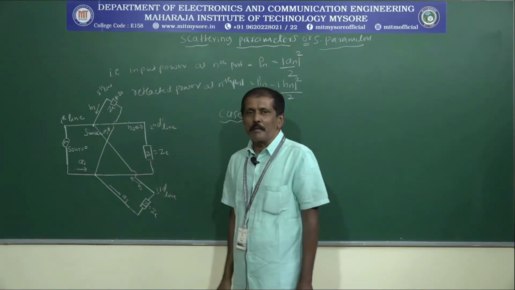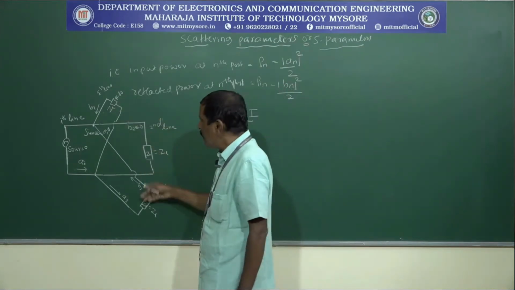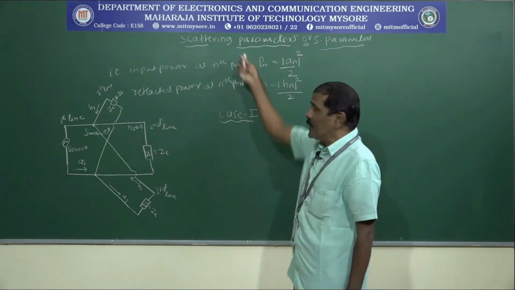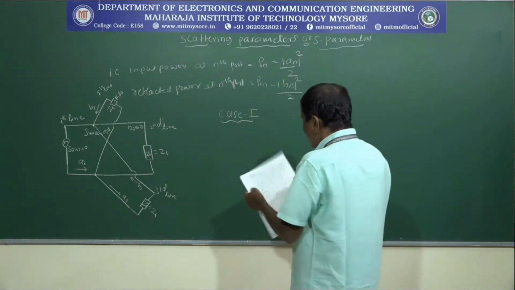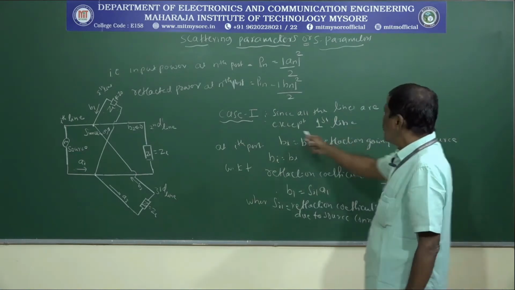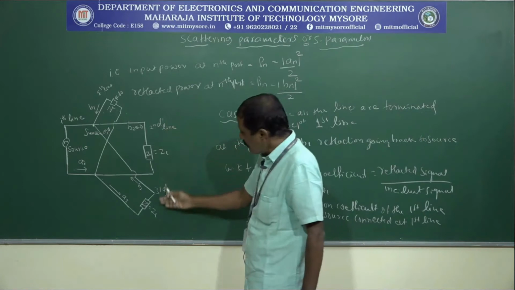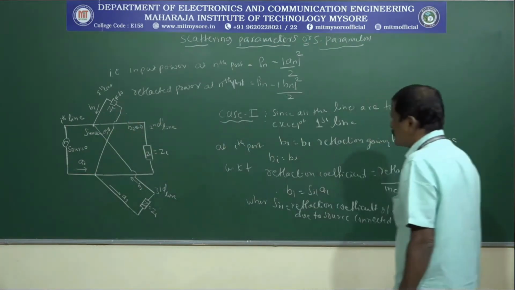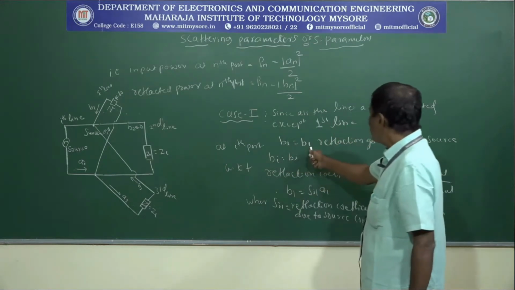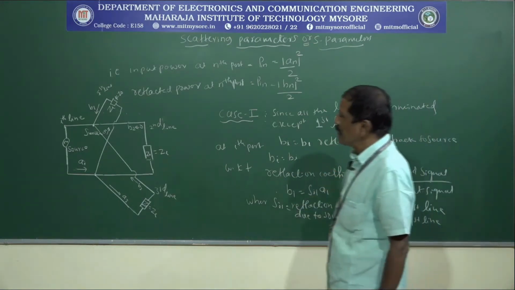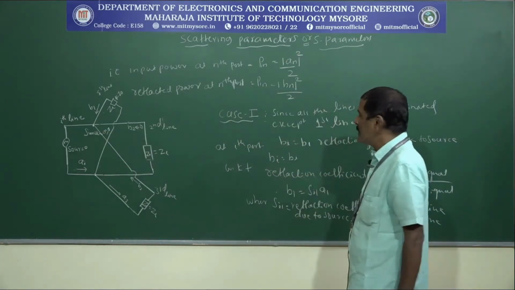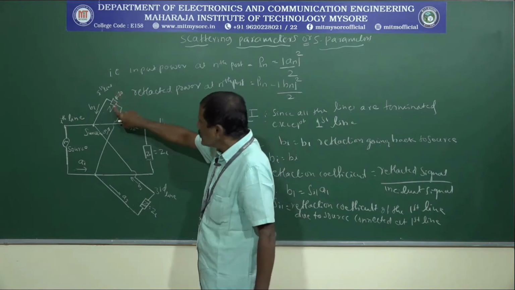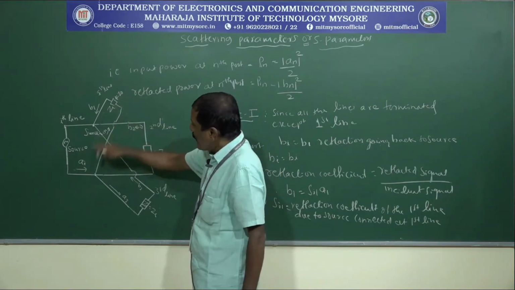We want to analyze this particular microwave network where multiple loads are connected, using the scattering parameters. Let us first consider case 1, where all the lines are terminated except the first line. That is, all the lines are terminated with the characteristic impedance, except the first one, because it is not matched with the characteristic impedance, so there is a reflection. At the ith port, Bi equal to B1, that is, the reflection is going back to the source. Since the load is not matching with the characteristic impedance, a signal will be reflected back toward the source.